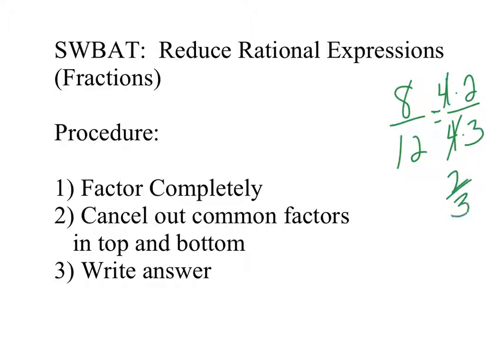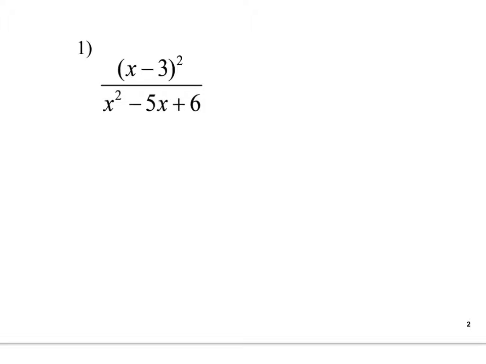So that's what we're going to be doing, but we're going to be doing it with polynomials and things like that. So factor completely, then we cancel stuff out, and then we write the answer. That's all. So here we are. We have to factor each of these. So the top one is interesting because it's really not factoring, it's just writing it without the squared. So whenever I square something, I simply write it twice.